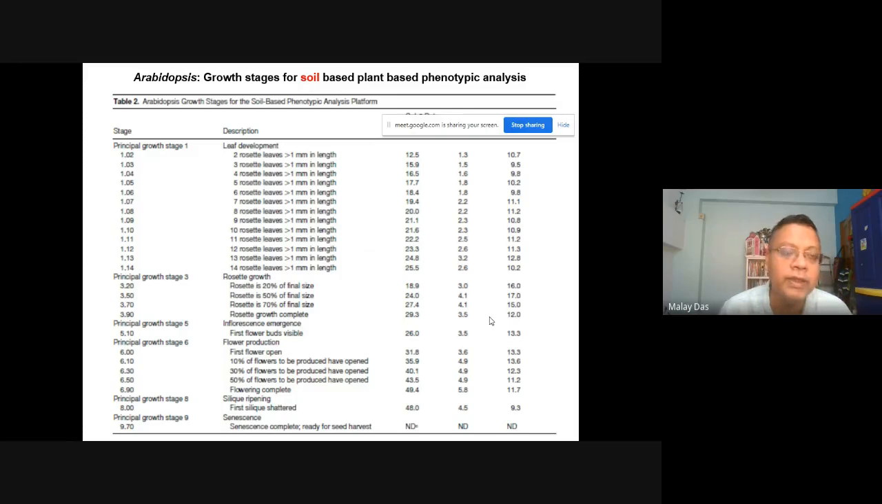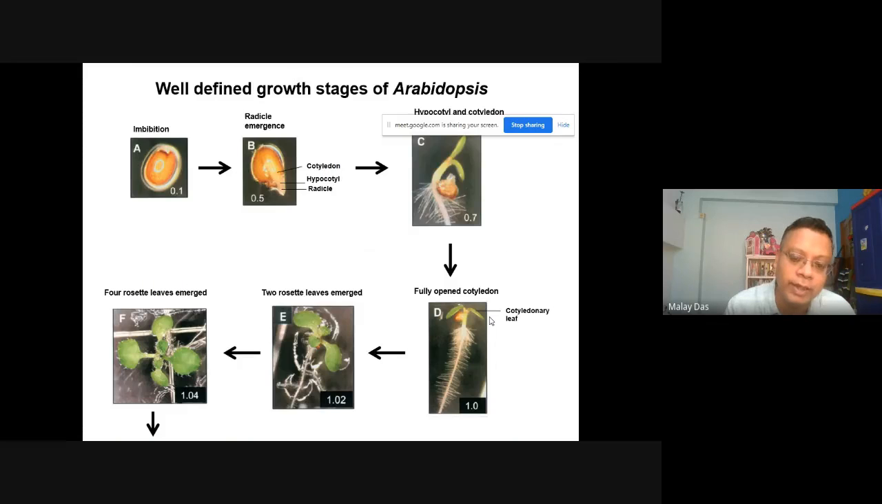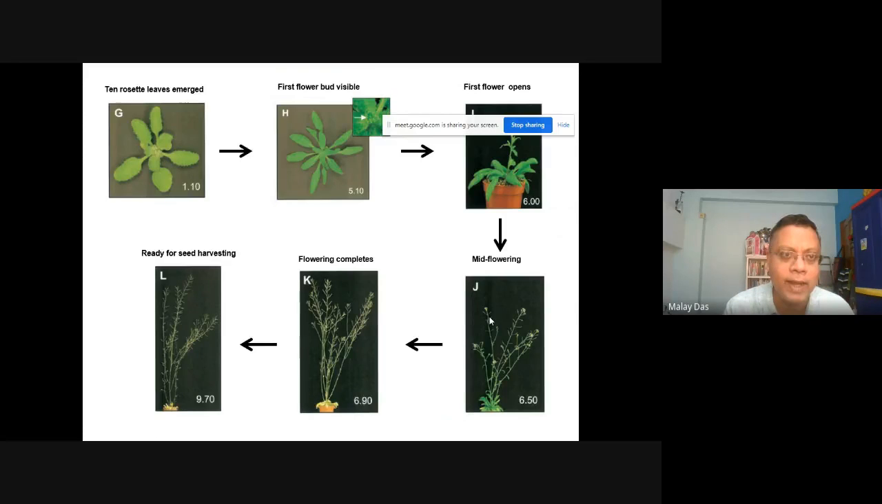Similarly, I will not go into detail, but this slide shows all these principal growth stages, like growth stage 1, 3, 5, 6, 8, 9, and so on. Under principal growth stages, it shows the sub growth stages, the specific developmental stages of those plants, and approximately how many days they require to reach each growth stage. And as I mentioned in my table, this figure shows the representative major growth stages of Arabidopsis plants.